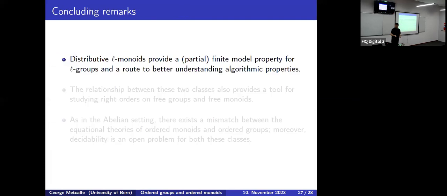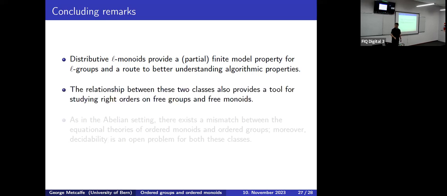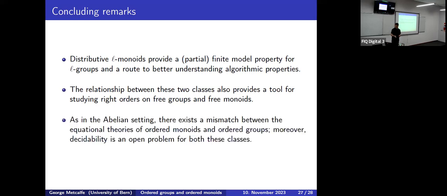But we're coming now to the concluding remarks. The key idea: distributive L monoids provide a kind of finite model property for L groups, and importantly, a route to better understanding their algorithmic properties. So we can prove decidability results by moving to the monoid setting. As we've just seen, the relationship between these two classes also provides a tool for studying right orders on free groups and free monoids. But there are many open questions in the abelian setting and the totally ordered setting.